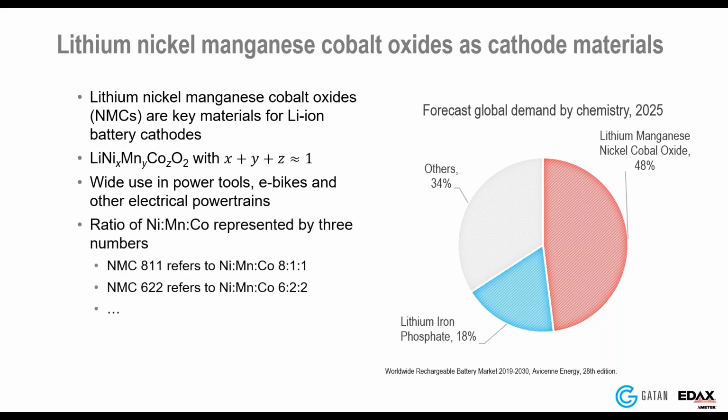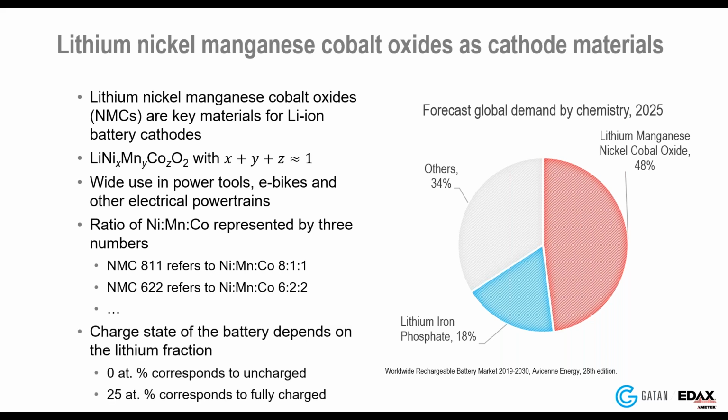They're characterized by this ratio of nickel to manganese to cobalt. There are several different families of these NMC type materials, and the ratio of the nickel, manganese, and cobalt are included within the name of the NMC. So NMC 811 refers to that 8:1:1 ratio of nickel, manganese, and cobalt. Now, in these materials, the lithium fraction actually varies by charge state. So no or very, very low lithium content corresponds to the uncharged state of a battery, and 25 atomic percent corresponds to the fully charged electrical state of the battery. So we have this composition which varies depending on the charge cycle of the battery.